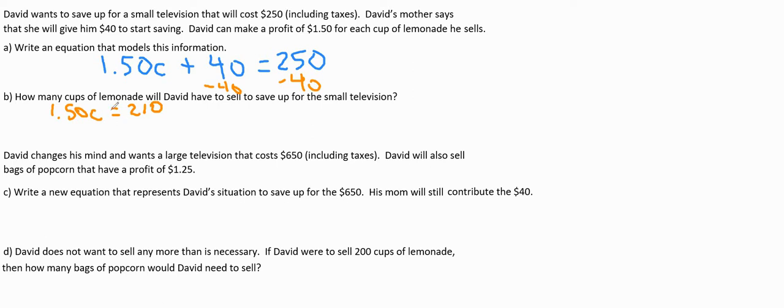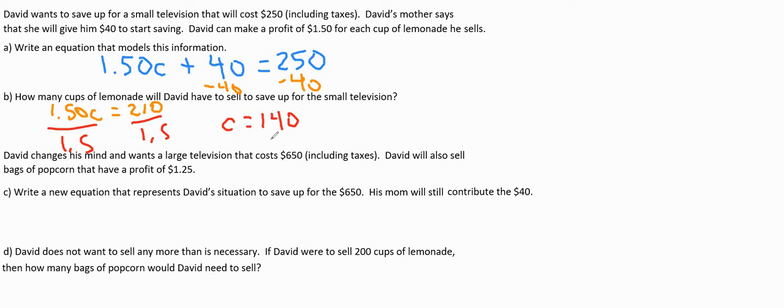1.50C means 1.5 times C. So we're going to divide both sides by 1.5. And that is going to give us 140. So David would have to sell 140 cups of lemonade to get to that small television. But hey, that'd be too simple.